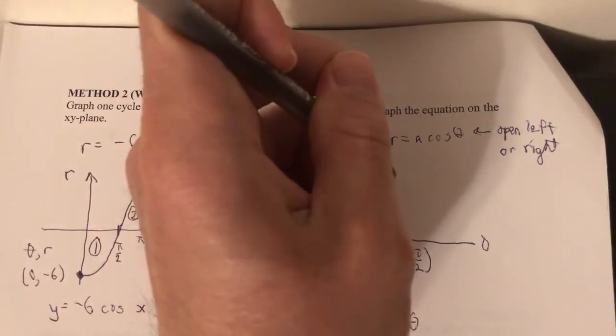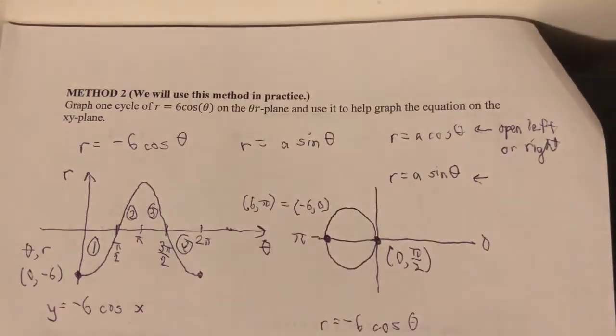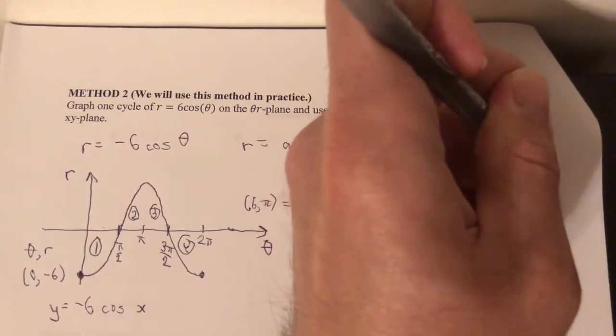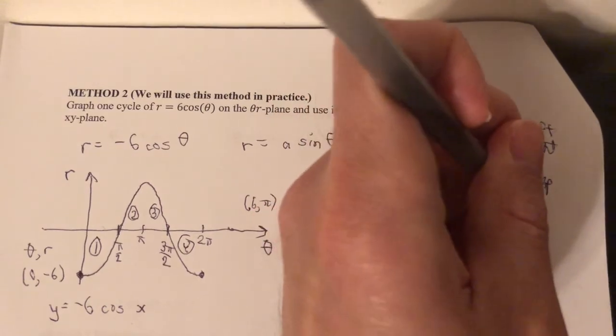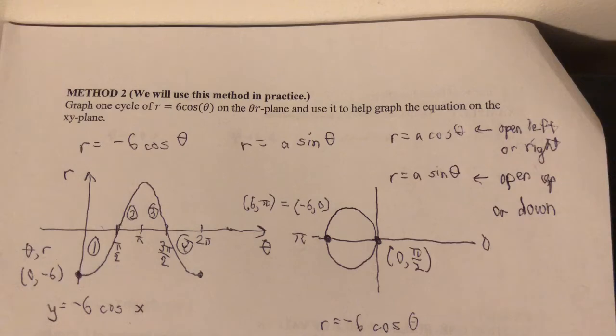And if I look at r equals a sine of theta, this circle is going to open either up or down. It opens up, like we saw in the graphing calculator, if a is positive, and it'll open down if a is negative. So we'll see that as kind of a recurring theme with some of these other graphs, the cardioids and the limaçons in particular. The cosine ones will open to the left or to the right. The sine ones will open up or down.